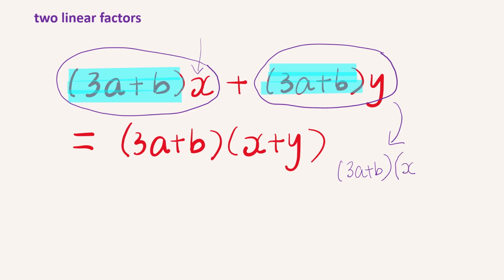And for the second linear factor, what we see here is a positive. So continue to put back the positive. And when I take out my 3a plus b from the second linear factor, what I'm left with is y. And then I close the bracket. So this is how we do it.